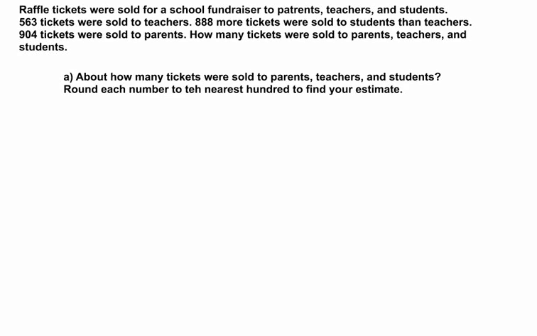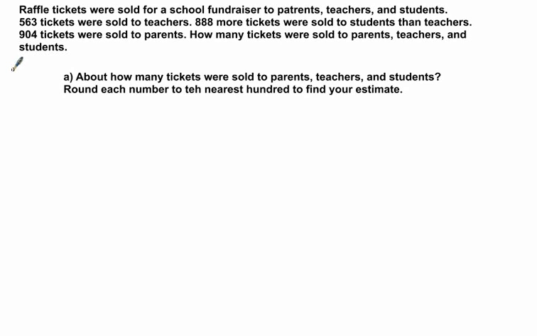Moving to question number 2, a little bit lengthier question. Raffle tickets were sold for a school fundraiser to parents, teachers, and students. 563 tickets were sold to teachers. 888 more tickets, that key word again, more tickets were sold to students than teachers. 904 tickets were sold to parents. How many tickets were sold to parents, teachers, and students? And question A says about how many tickets were sold to parents, teachers, and students. Round each number, and you can see a typo there, to the nearest 100 to find your estimate.